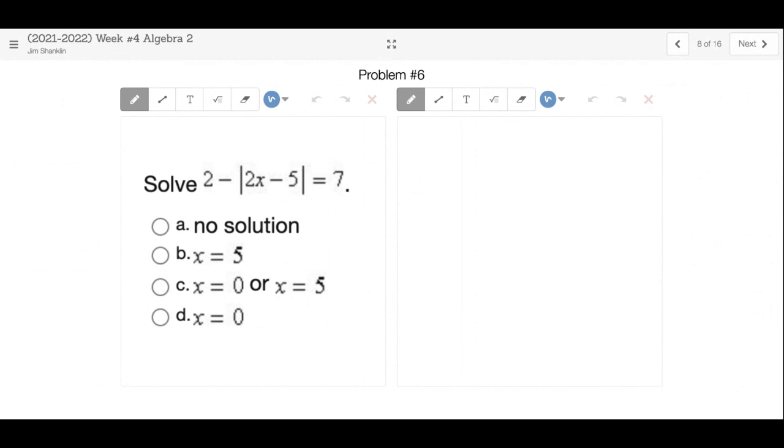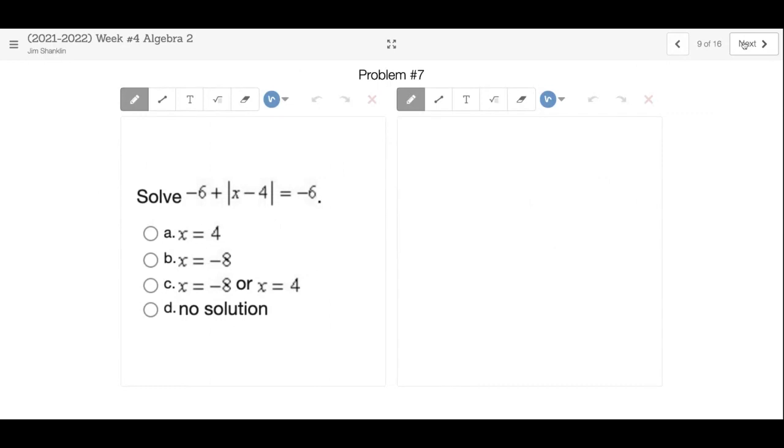All right. Now, problem number 7, I'm gonna turn off my mic. I'm gonna let you guys work on it. Okay. Here is number 7. We have -6 plus the absolute value of x minus 4 is equal to -6. This is going to be your guys' first one that I want you to really take your time and work it out. Okay, this is slide number 9, and I'm going to turn off the mic. I'm going to let you guys work and see how you do.